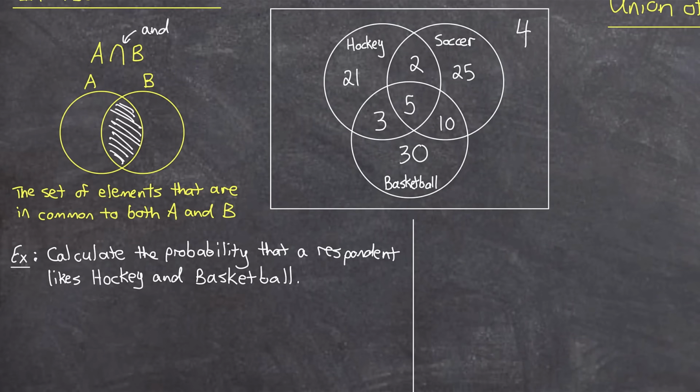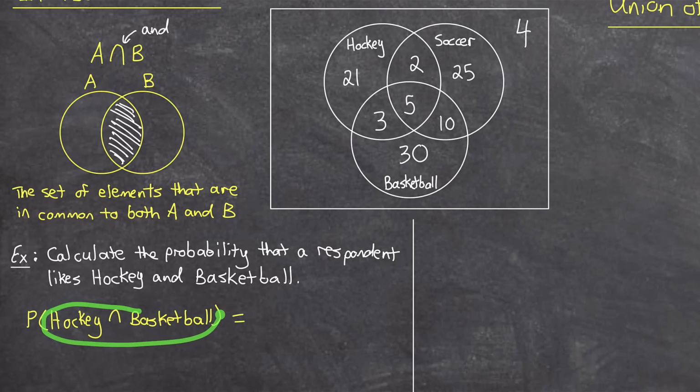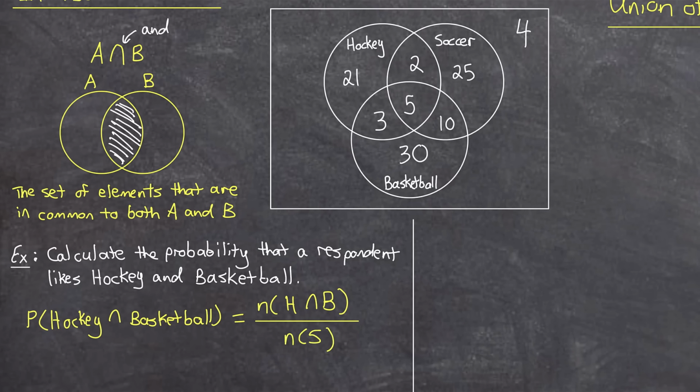So we are looking for the probability that a respondent likes hockey and basketball, where this upside down U means "and," it's the intersection of the sets. And then when calculating the probability, you take the number of elements that are in the event space, and then you divide that by the total number of elements in the sample space, so the total number of people that took the survey.